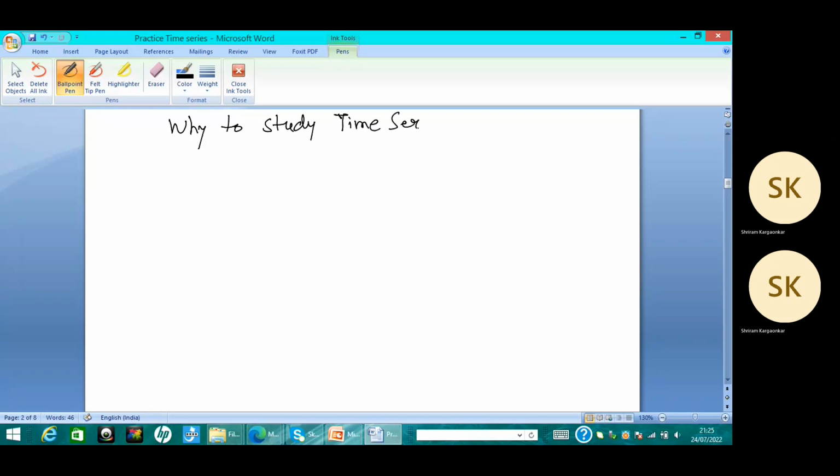Okay, and what is its importance? So let's try to understand the time series data. There are certain objectives behind studying the time series data.